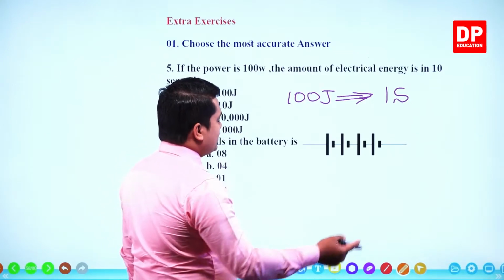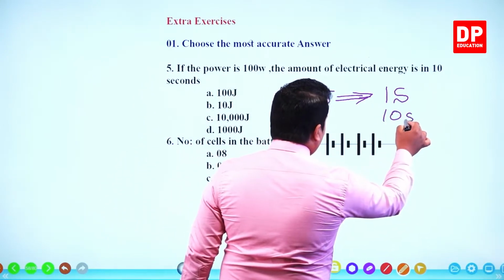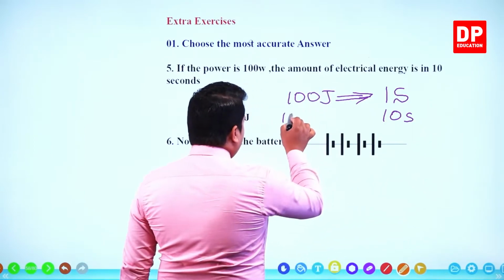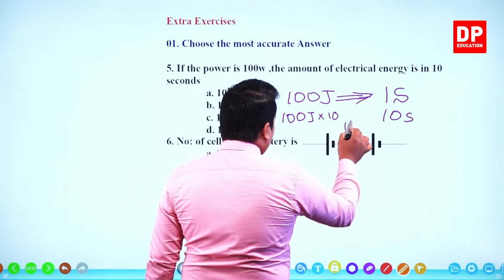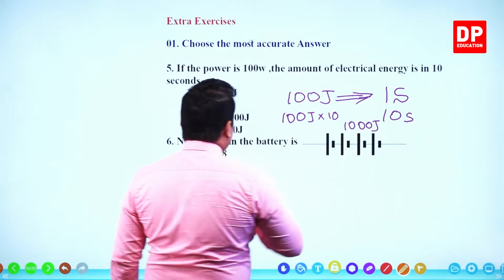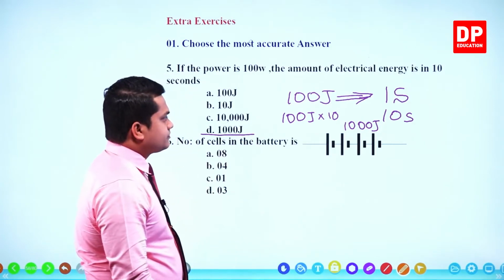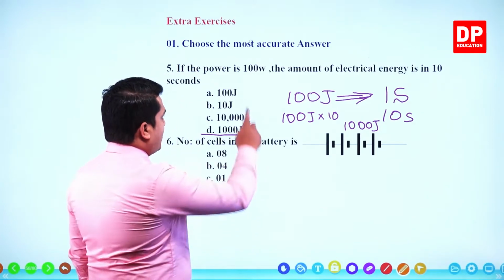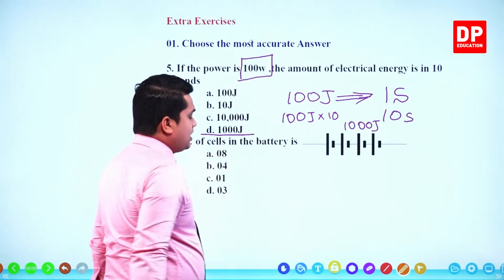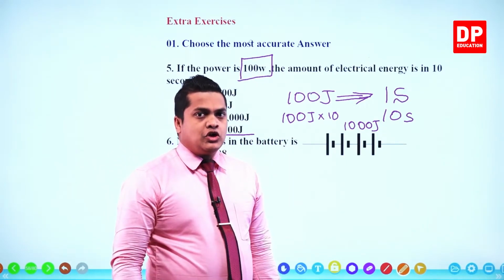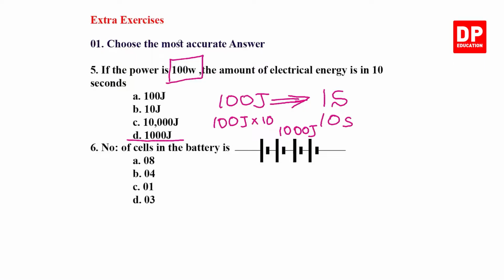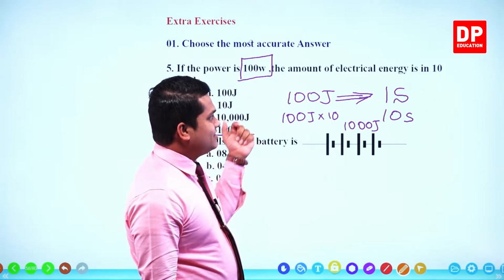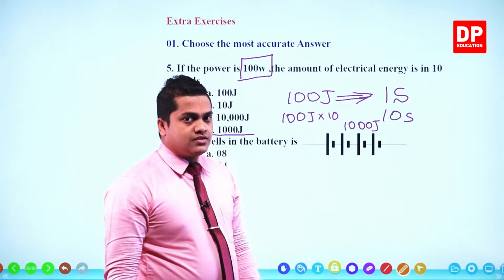So within 10 seconds, you need to multiply this by 10. Altogether then, 1000 joules. Always, the power, this watt value, means the amount of electrical energy used within 1 second of time. So if it is using 100 joules within 1 second, then in 10 seconds, it is going to use 1000 joules, right?